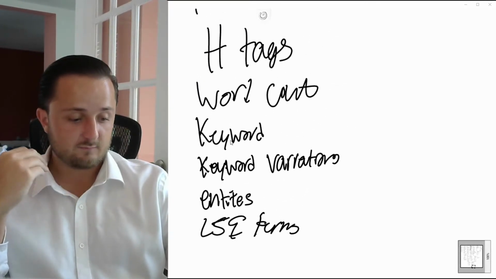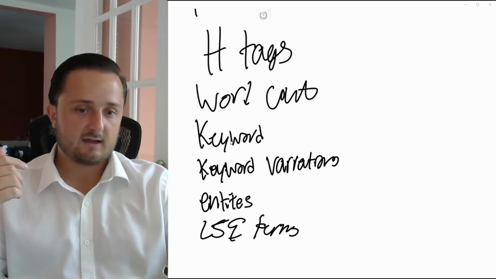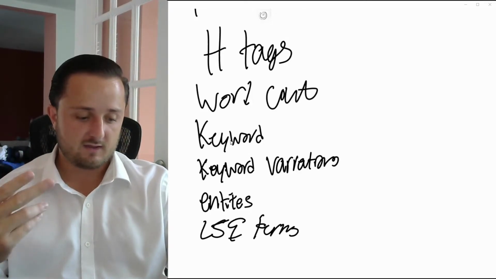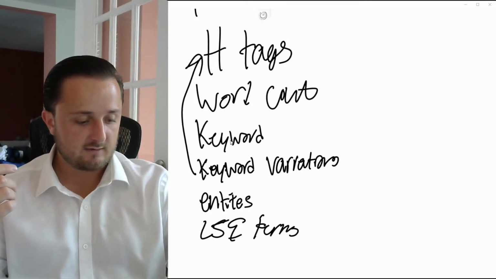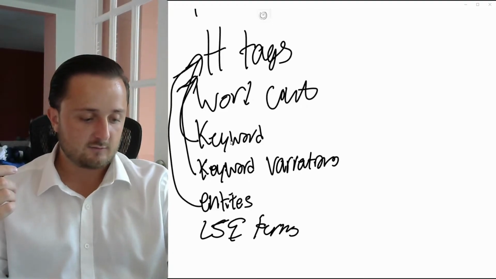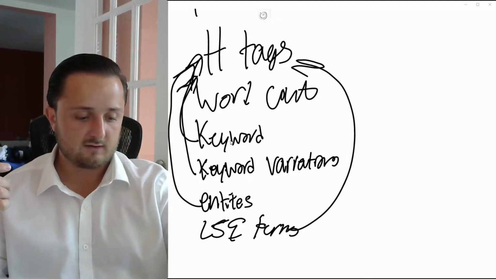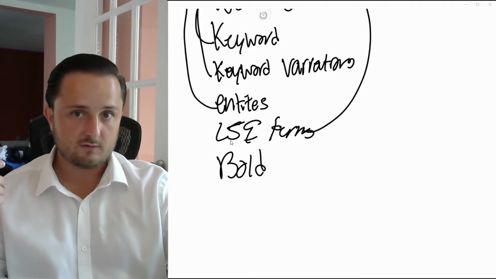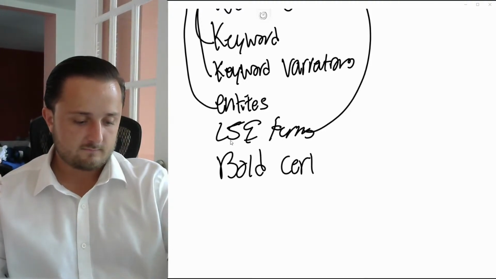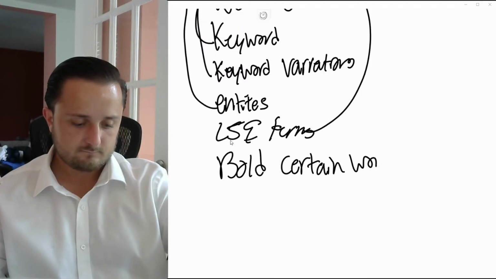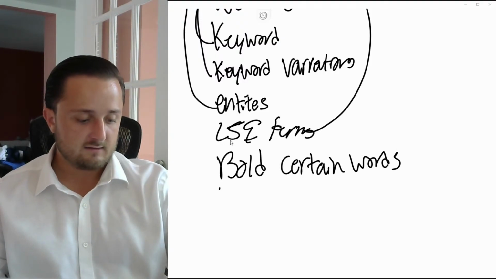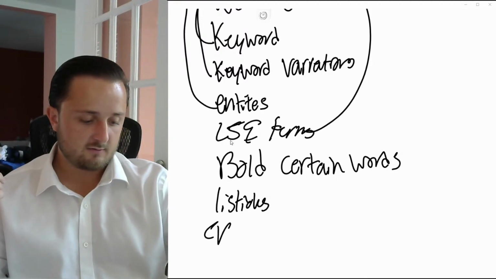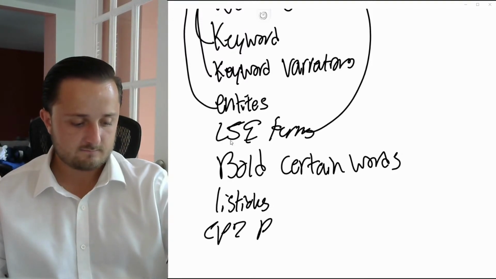This is also going to tell me, in my heading tags, do I need to use keywords? How many times do I need to use keywords? Do I need to use keyword variations in my heading tags? How many times do I need to do that? How many entities do I need in my heading tags? How many LSI terms do I need in my heading tags? How many times do I have to bold certain words? How many listicles do I need on page? How many paragraph tags do I need on page?